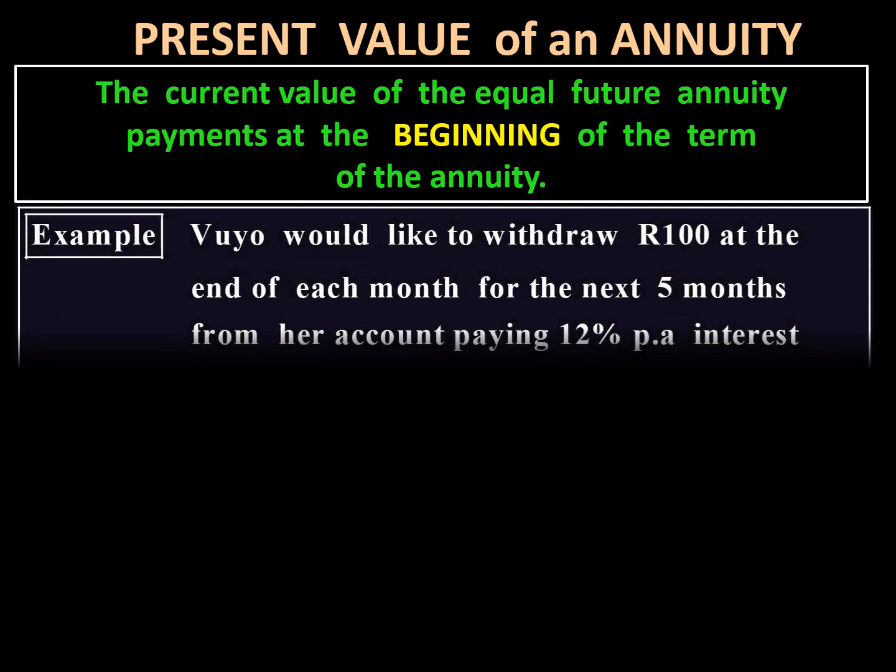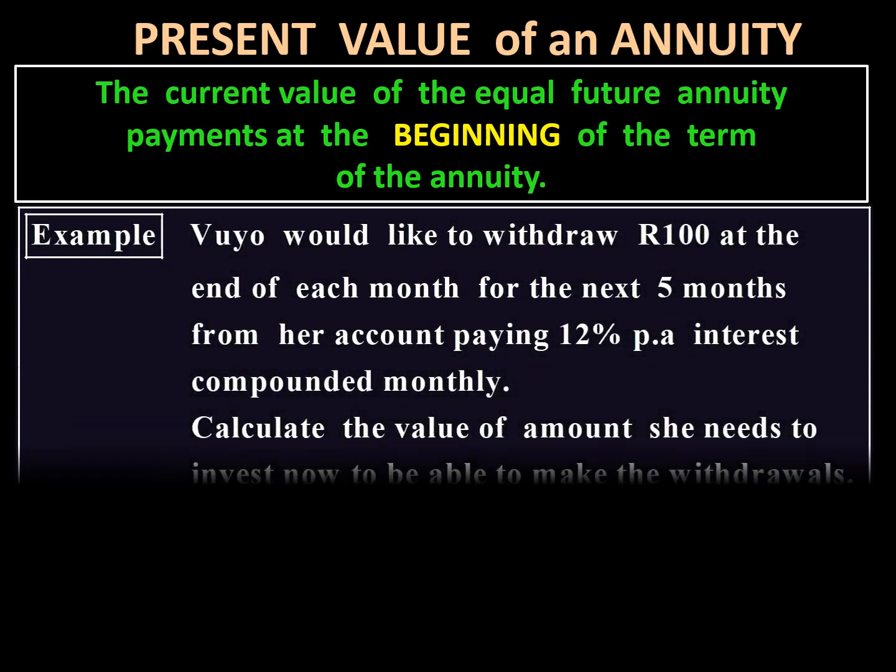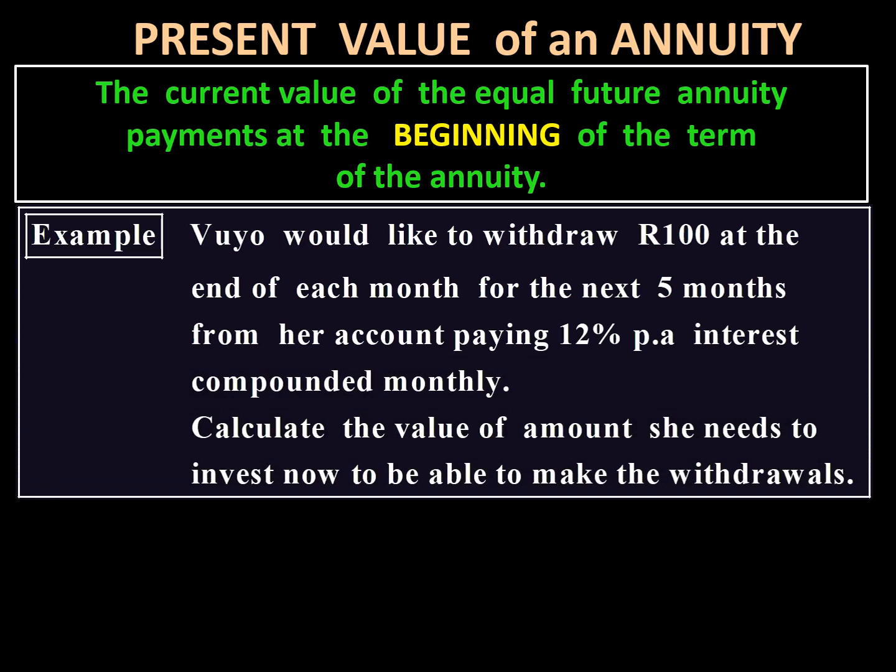Let's take an example. We've got Vio, and she would like to withdraw 100 Rand at the end of each month for the next 5 months from her account, paying 12% per annum interest compounded monthly. And we'd like to know what is the value of the amount she needs to invest now, right? So there's 100 Rand, and she's going to have it at the end.